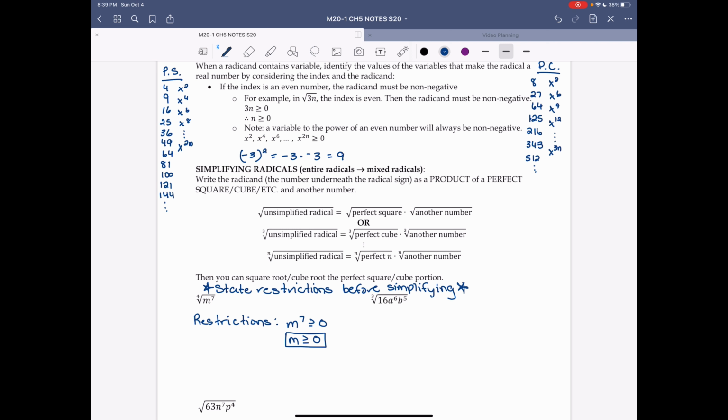Now we can simplify. We want to write m to the 7 as m to the power of 4 times m to the power of 3. We know from our exponent laws, m to the 7 is the same as m to the 4 times m to the 3. Then we can take the fourth root of m to the 4, and we get m times the fourth root of m to the power of 3.